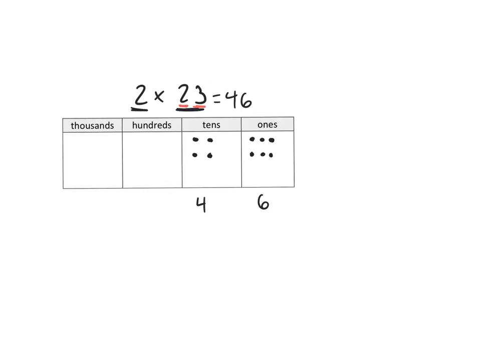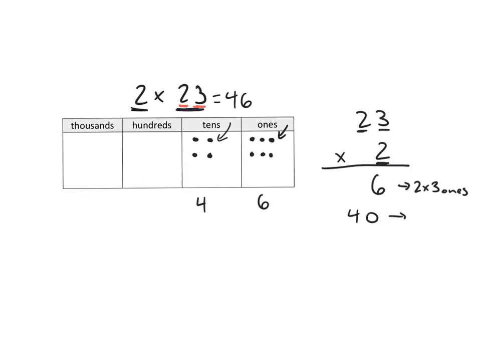I can also show this in a way where I'm representing the multiplication problem vertically. And this way, I'm representing the partial products of each of the multiplications that I did. So the first one I did here, I multiplied the 2 by the 3 ones. So 2 times 3 ones was 6. And then the second thing I did was I multiplied the 2 tens by 2, which was 4 tens, or 40. So 2 times 2 tens.